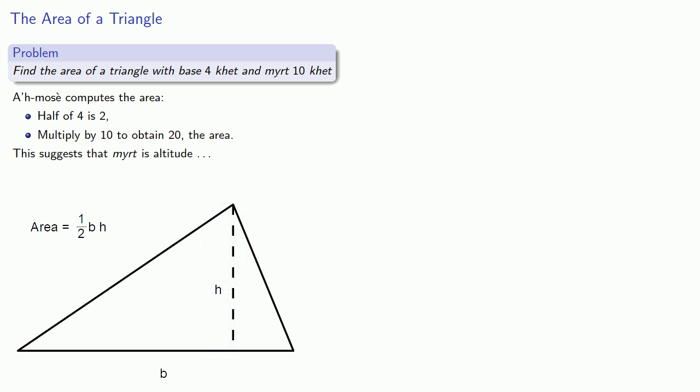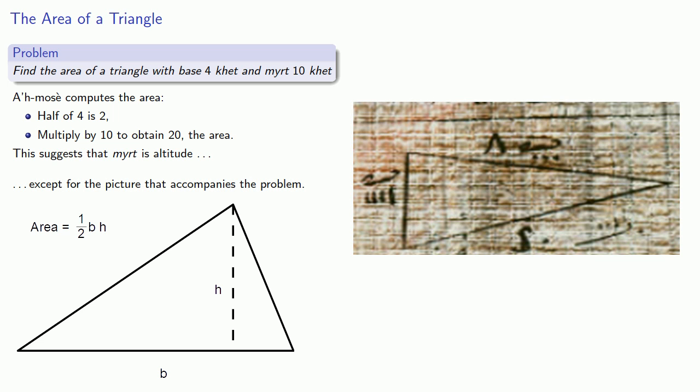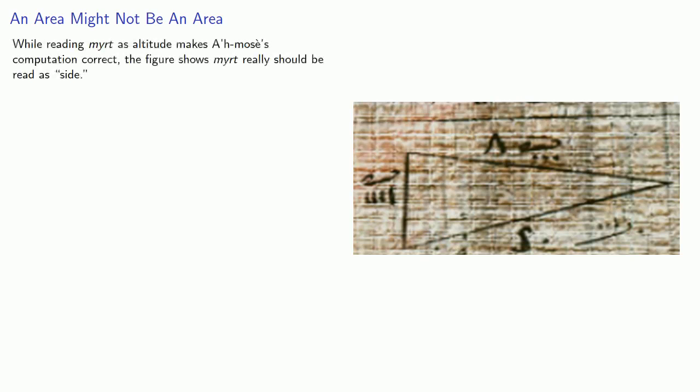And that makes perfect sense until you look at the picture that accompanies the problem. And we can read the hieratic number 4, which indicates our base here, and the hieratic number 10, which indicates the mirt. And given the picture, there is no reasonable interpretation of mirt other than the side of a triangle. And so here's the problem. While reading mirt as altitude makes Ahmose's computation correct, the figure shows the mirt should be read as side.